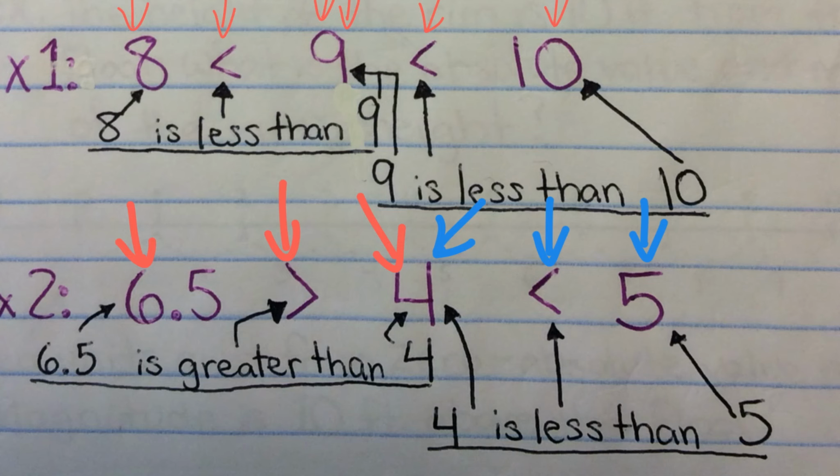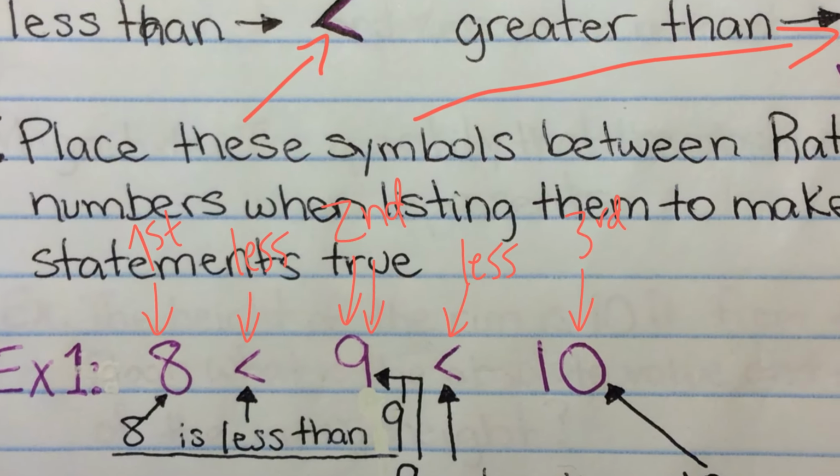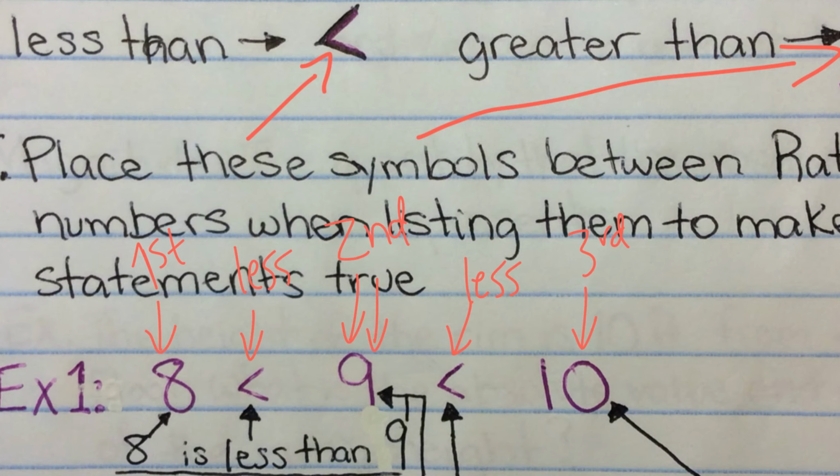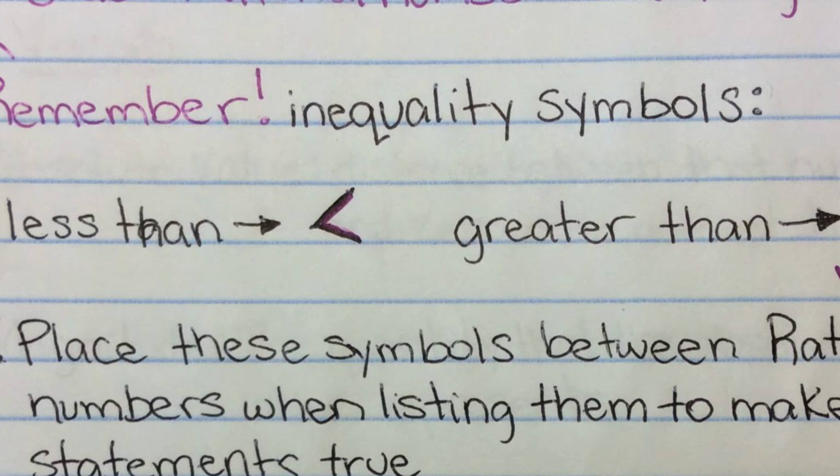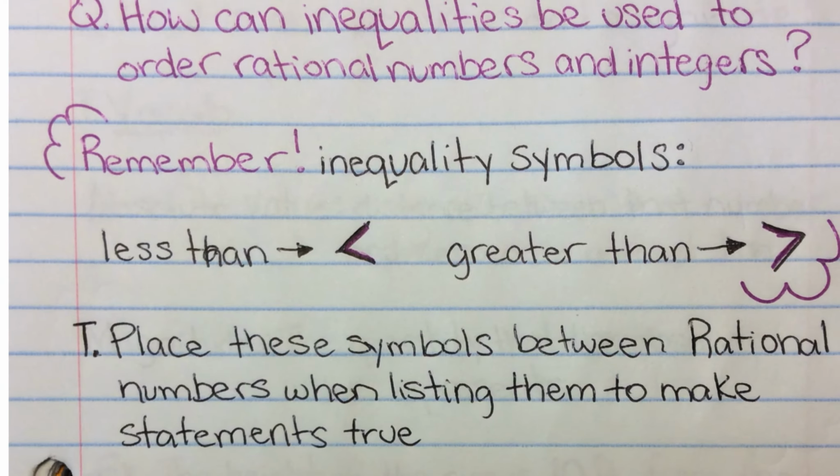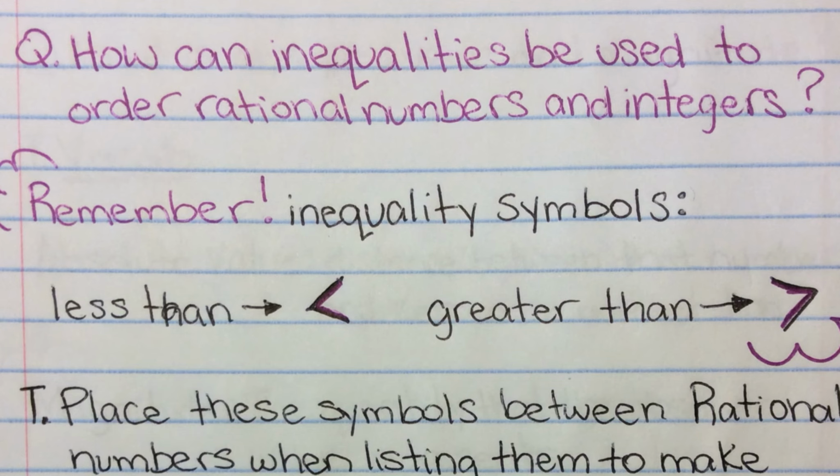All right? And we will practice this a bunch, because I know that we are used to using commas. It's what we've been doing probably since we started ever putting anything in order, at least in math class. And it's going to be hard to break that habit, but I promise after a day or two of doing this, it'll become second nature to you. So hopefully we can answer this question. How can inequalities be used to order rational numbers and integers?